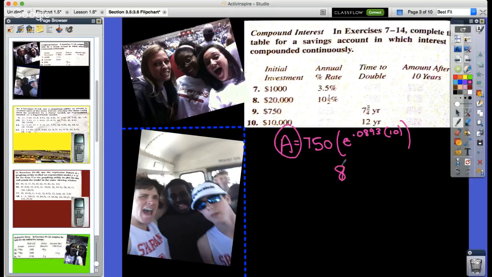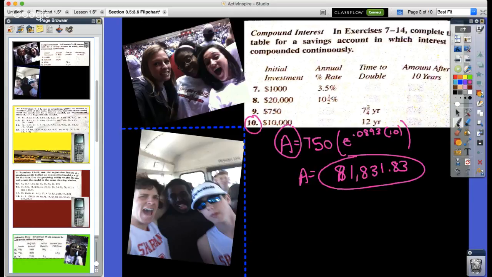So after 10 years, I have $1,831.83. And so that right there would be the amount that I would have at the end of 10 years, okay? All right, you again will do number 10, so feel free to do that as you continue. Now, in class, we should have gone through one of these. Just a heads up on that.